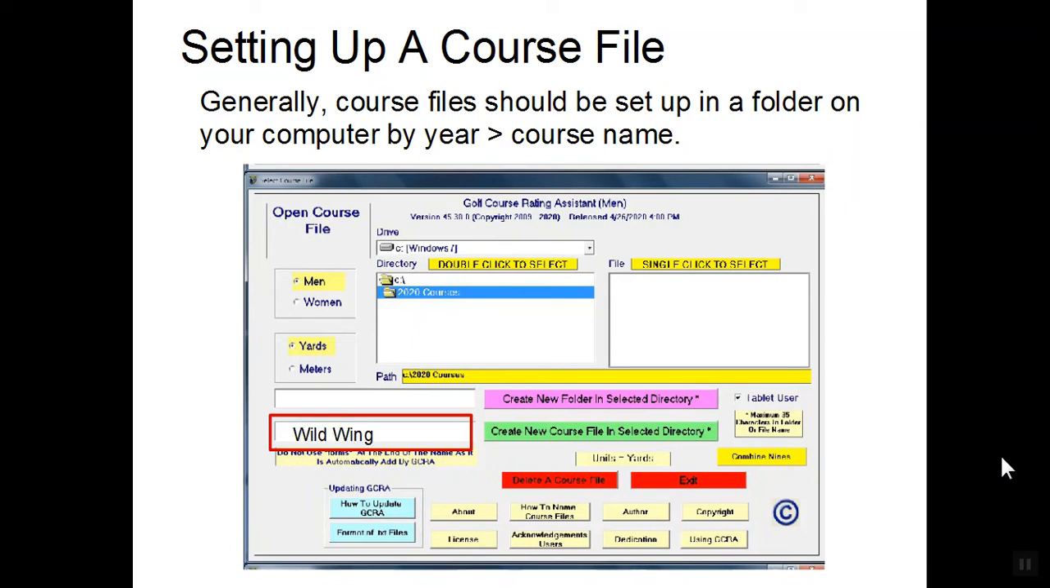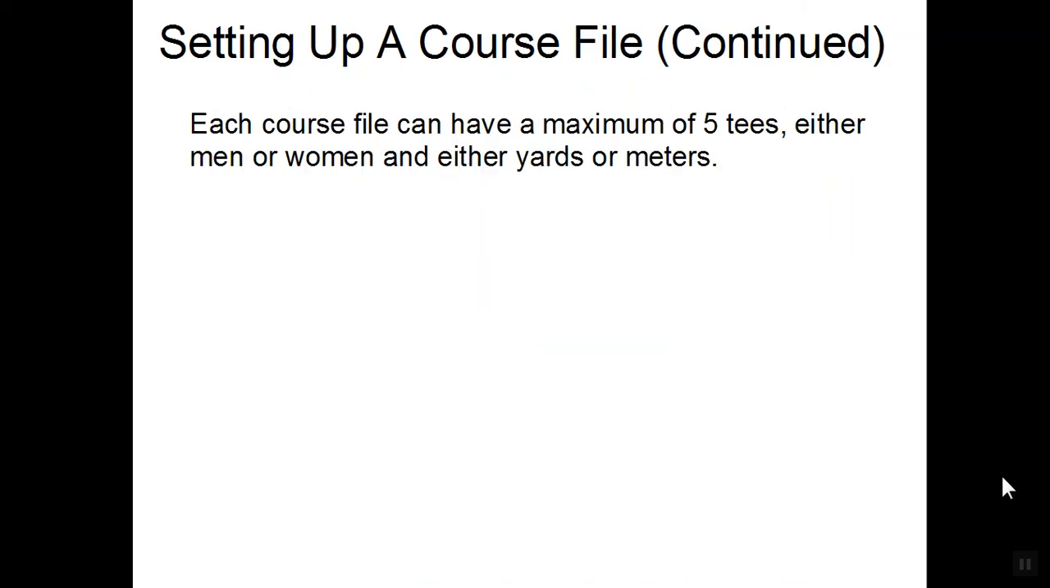For instance, Wild Wing. Then I would go over to Create New Course File in the selected directory. I'd click on that, and then the Wild Wing would go up in the upper right-hand box there, the file, and it'll show you that it is there and it's all set to go. You just have to start working with it. So, setting up a course file is not that hard.